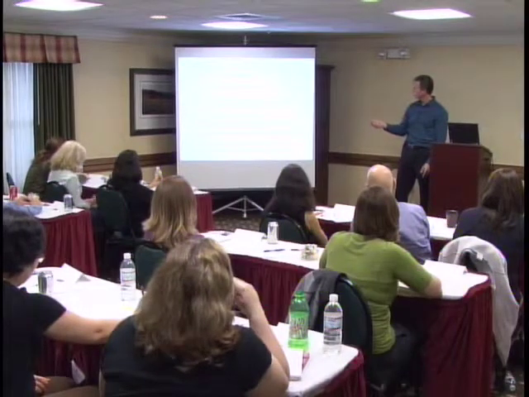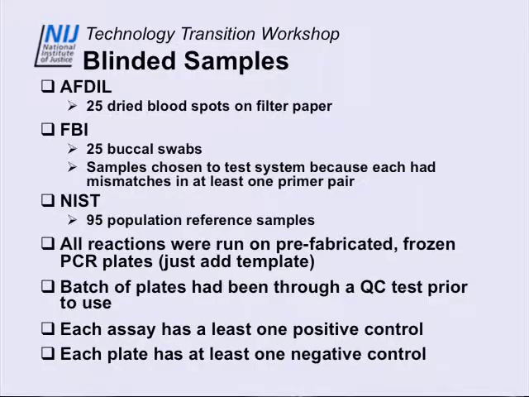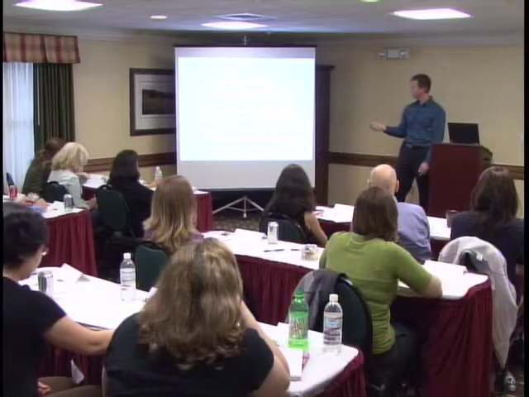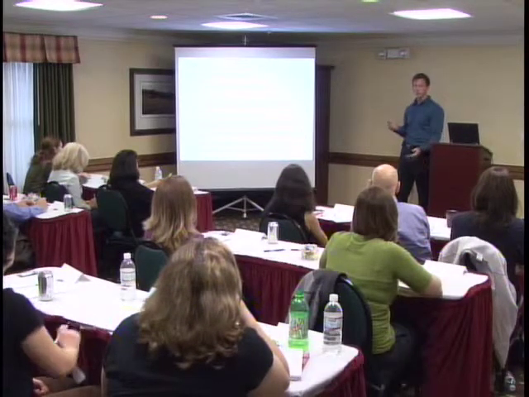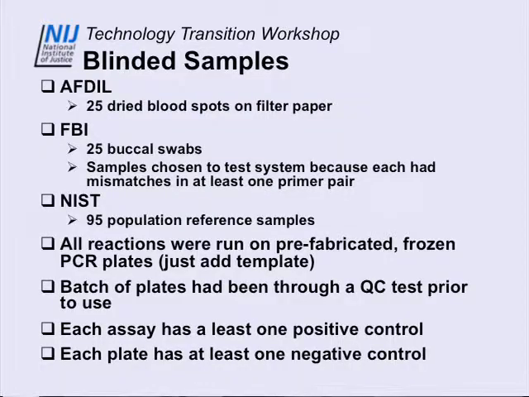So we got 25 blood spots from AFDL, and we got 25 buccal swabs, cheek swabs, from the FBI. Before getting the samples from the FBI, though, Connie had carefully looked at our primers and looked at alignments of known sequences for samples that had been sequenced, and carefully chose samples that should fool the system by making primer pairs drop out because they had mismatches in at least one primer throughout the system. And then from NIST, from John Butler, we got 95 population reference samples that we tested the system against.